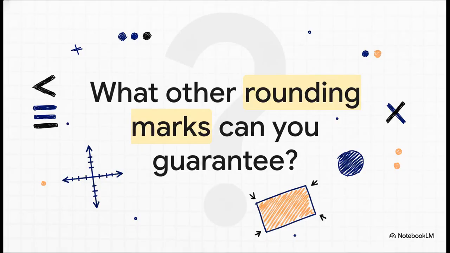Error intervals are just one application of understanding bounds and accuracy. So I'll leave you with this. If you can master significant figures here, identifying the place value, halving the accuracy, and confidently applying it, what other rounding marks can you guarantee on your next paper? This exact step-by-step logic applies to calculating maximum and minimum areas, working out bounds in complex formulas, and so much more. Take this logic, apply it rigorously in your revision, and go secure those marks.